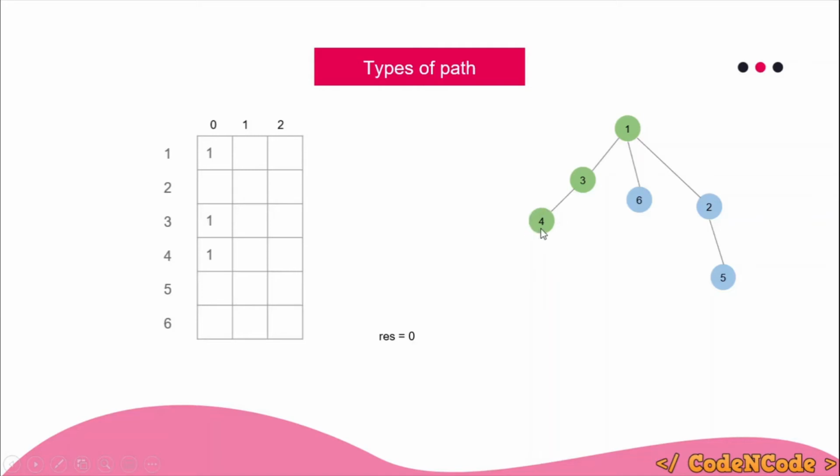So node 4 cannot be an LCA of any valid pair, because for 4 to be the LCA of any valid pair, k will be a minimum of 1. So it has to have at least 2 nodes in its subtree, including 4 itself. Since node 4 does not have any child, it cannot be the LCA of any valid pair, right?